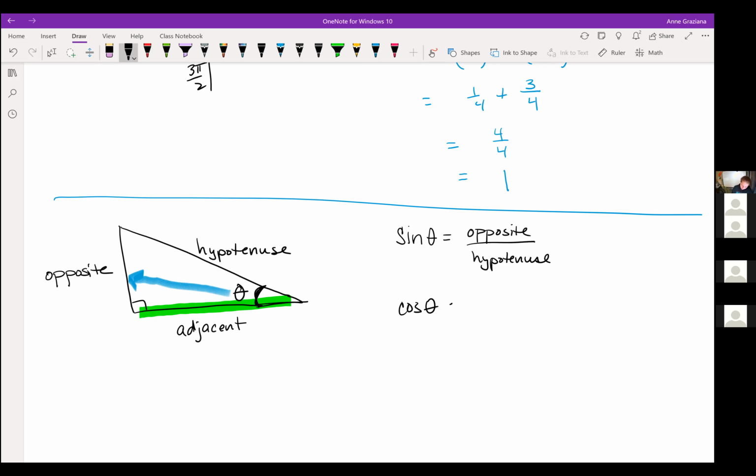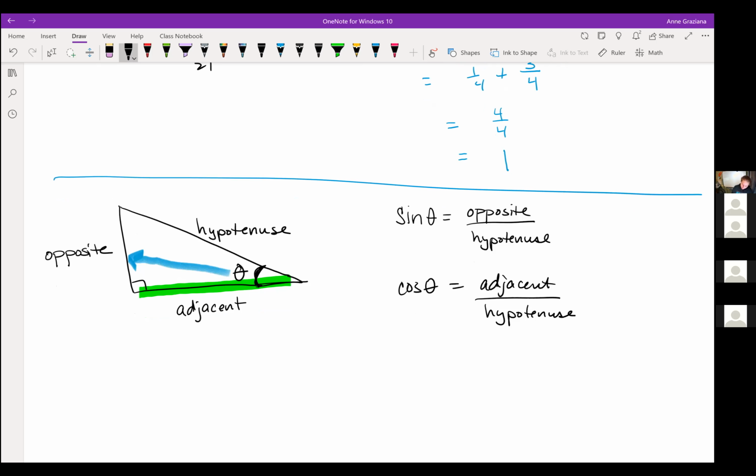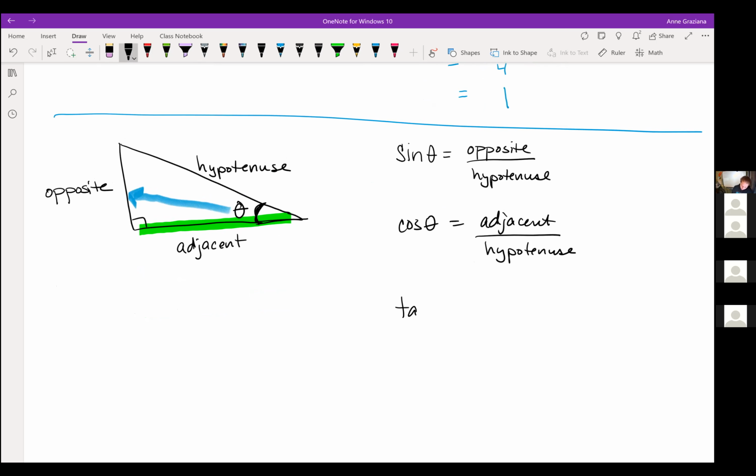Cosine of theta is adjacent over hypotenuse. And then tangent of theta is opposite over adjacent. I almost said the wrong thing.